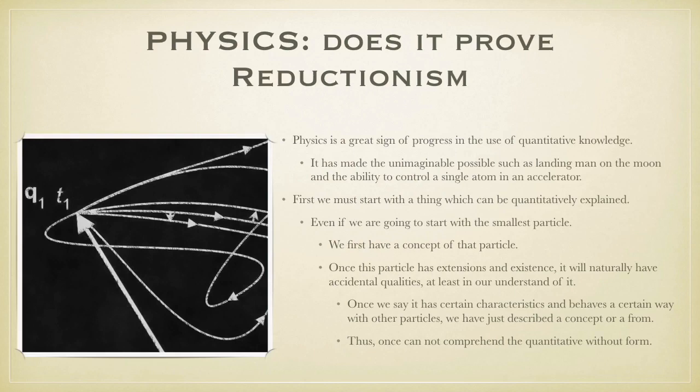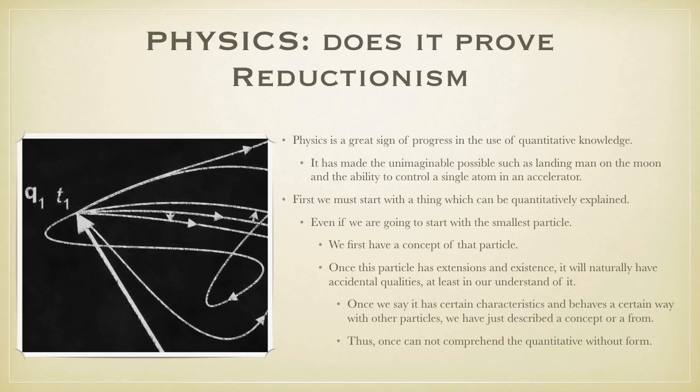As I have stated, modern physics is attributed to the discoveries of Isaac Newton, and it is the grounds by which many people hold to the reductionist view. The many achievements that have been attained through modern physics is a sign of progress that man has been able to accomplish with his quantitative knowledge. It has made the unimaginable possible, such as landing on the moon and returning, and the ability to control a single atom in a super accelerator.